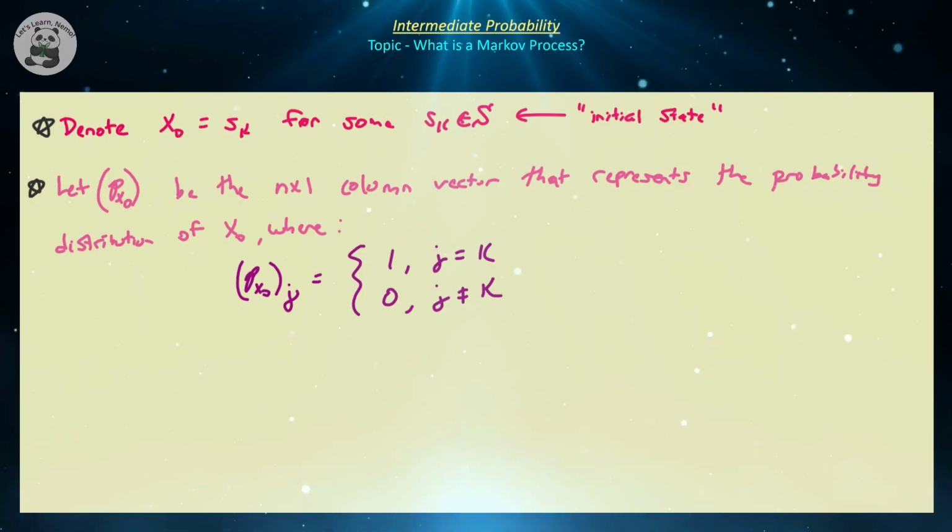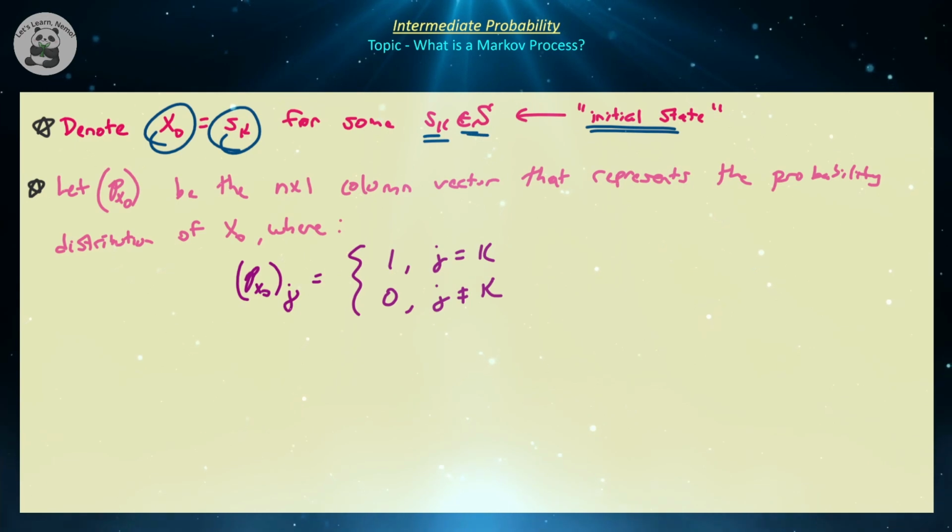So now that we have some of the basics of terminology worked out for Markov processes, let's jump into some of the details for computations. Let's define the initial state of our stochastic process, denoted by x0, and let's define it to be equal to state sk, where sk is some value or state in our state space.